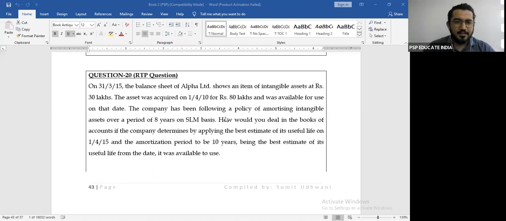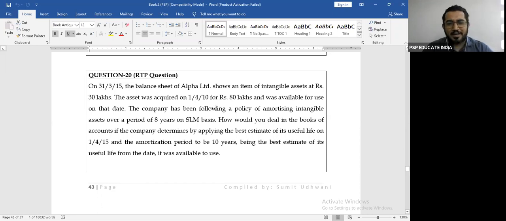Question 20. It says on 31st March 2015, the balance sheet of Alpha Limited shows an item of intangible at 30 lakhs. कब दिखा रहा है 31st March 2015 को कितना वैल्यू है 30 lakhs. The asset was acquired on 1/4/2010 for rupees 80 lakhs and was available for use from that date.